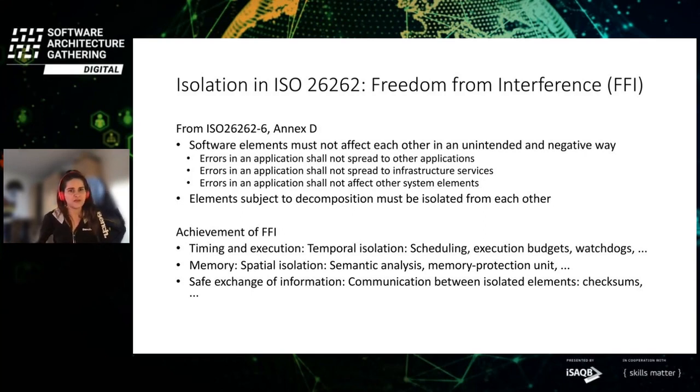And with respect to safety, there's also a standard in the automotive industry, which is the ISO 26262. And this is a pretty vast standard. And it has to be followed for getting releases for cars before they go to market. And there is one topic in the standard, which is called freedom from interference, which basically means that software elements should not affect each other in unintended and negative ways.